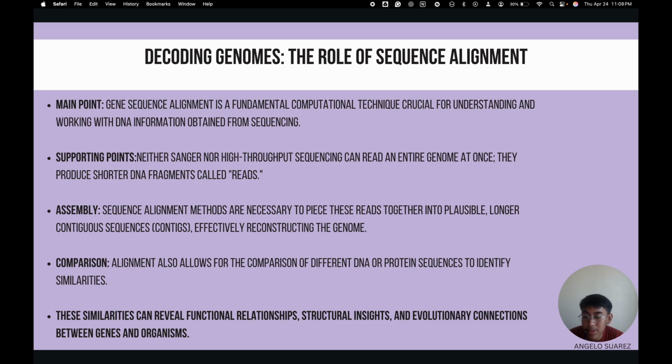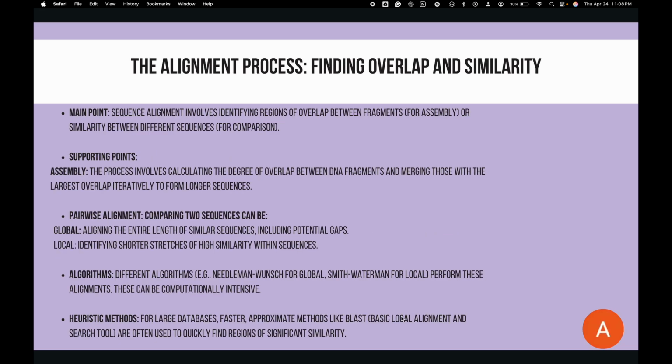For comparison, alignment also allows the comparison of different DNA or protein sequences to identify similarities. These similarities can reveal functional relationships, structural insights, and evolutionary connections between genes and organisms. The alignment process, finding overlap and similarity. Sequence alignment involves identifying regions of overlap between fragments, or similarity between different sequences.